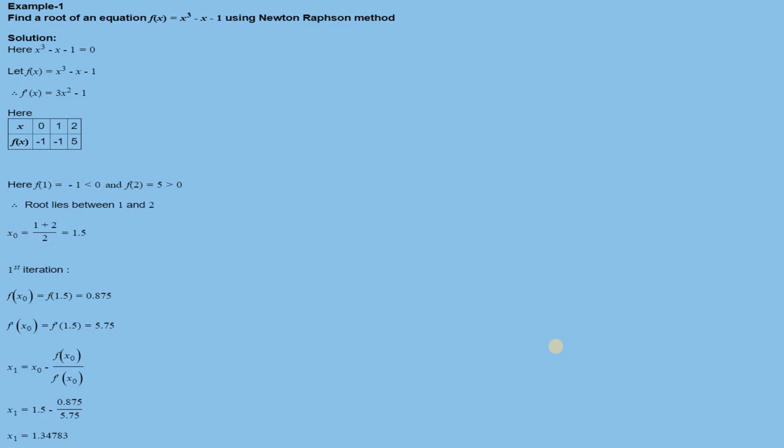So let's take an example of the Newton-Raphson method. The first example: f of x is equal to x cube minus x minus 1. We need to solve this using Newton-Raphson. So let's denote it as a function and take the first derivative of it. The first derivative is 3x square minus 1. Then we plot a table of x and the corresponding f of x. When x is 0, f of x is minus 1. When x is 1, f of x is minus 1. And when x is 2, f of x is 5. So our root lies between 1 and 2.